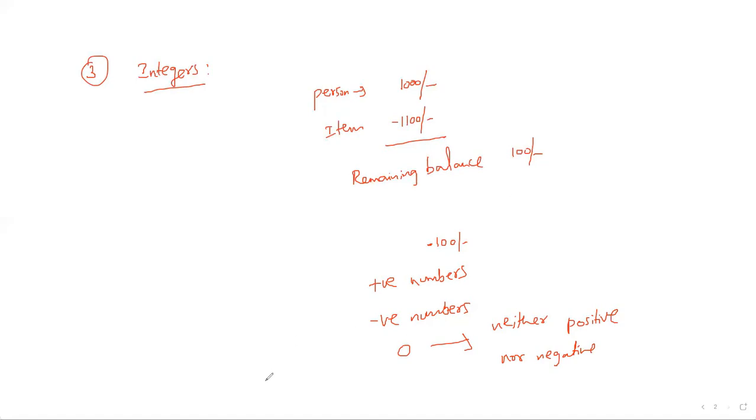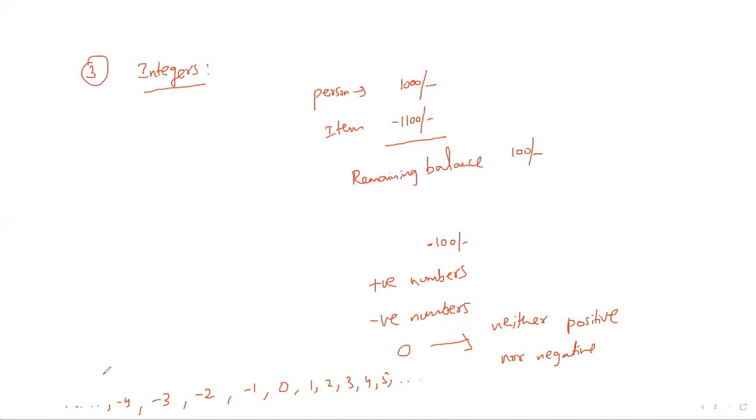So the integers will be like this. We start with 0, right? We have 1, 2, 3, 4, these are all the positive numbers, right? I'm not using a plus sign here because by default, if you do not use a plus sign, that means we take that as a positive integer. But for negative integers, you have to use a negative sign: -1, -2, -3, -4 and all. So this goes on like this. Okay, so this is about the integers.